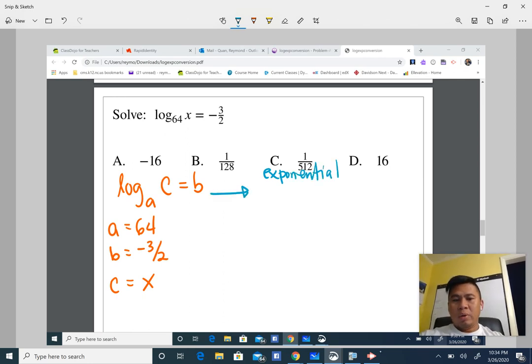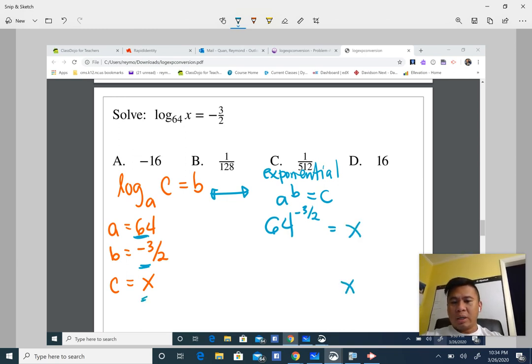Now, converting this into my exponential, that will be of the form a to the b is equal to c. In that case, I have my a, which is 64. Exponent is b, which is negative 3 halves, is equal to my c, which is my x. So in order to solve for x in here, I'll put this in my calculator.